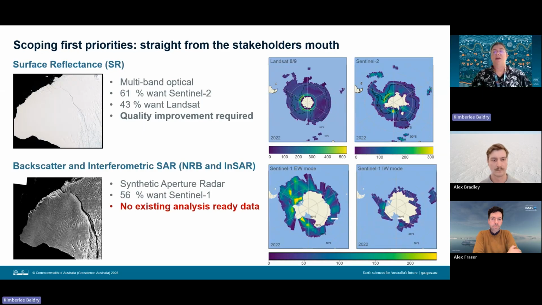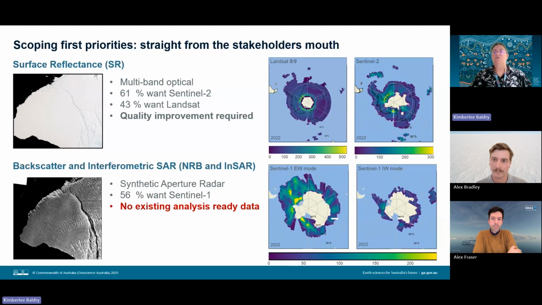We also found that there is absolutely no existing analysis-ready data that covers the entire continent for backscatter or SAR for Sentinel-1 radar datasets. Data providers leave Antarctica out of global processing efforts currently because it is more challenging to produce quality data in this region, particularly due to the dynamic and ever-changing landmass. Due to the lack of existing data, the need here is very clear, and so SAR is where the Digital Earth Antarctica team have first committed their efforts.